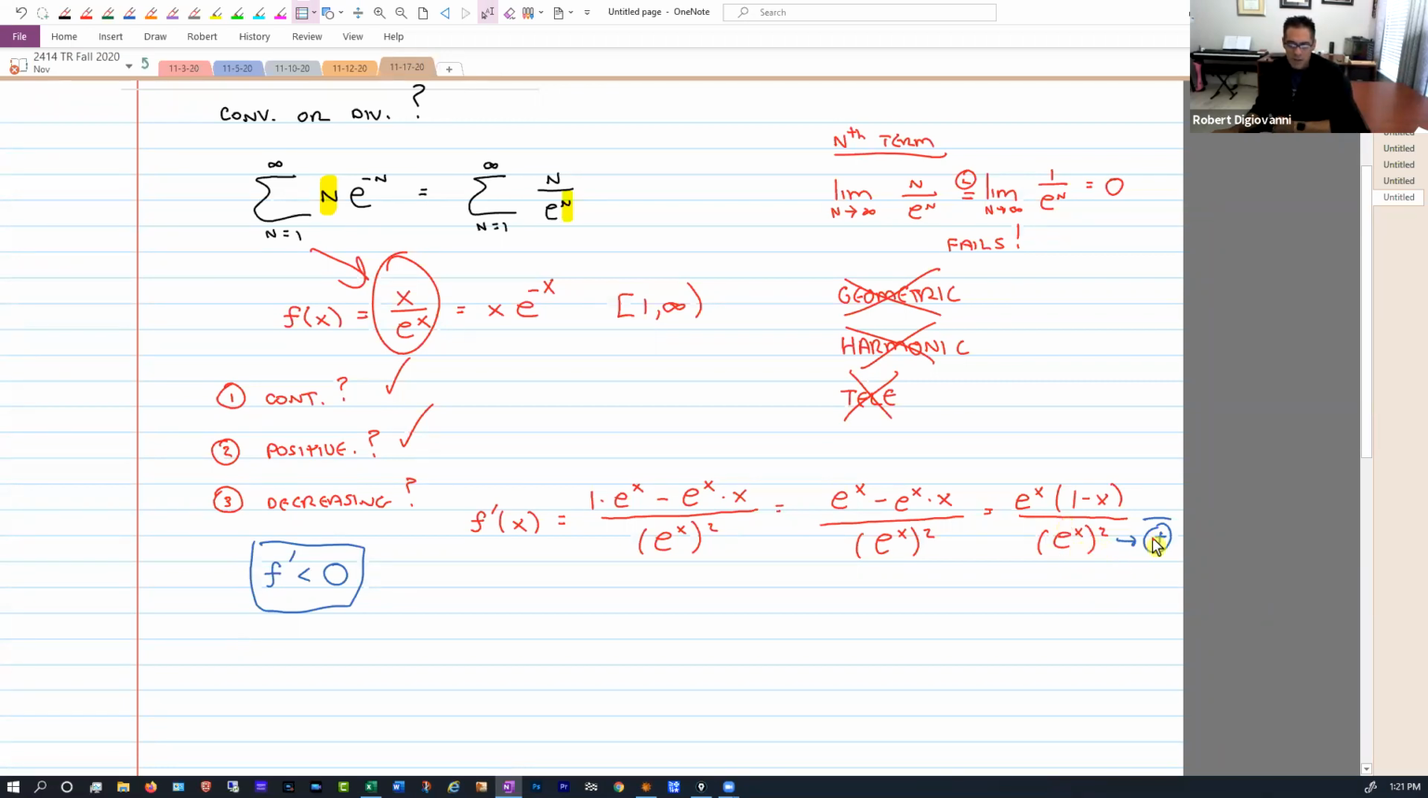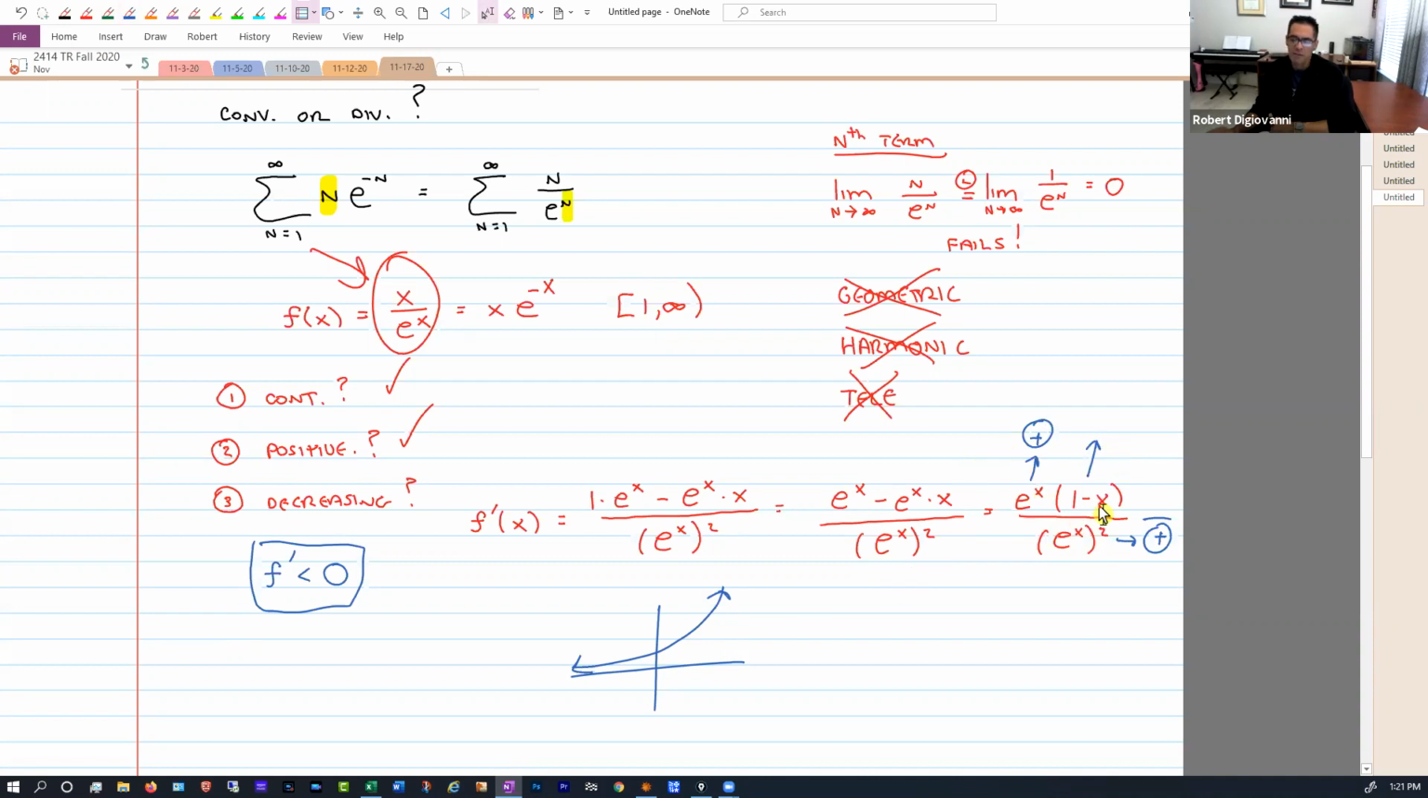So the bottom is positive, right? What is e to the x? e to the x is always positive, isn't it? e raised to any number is always positive. Just think about what e to the x looks like, right? That's e to the x. It's always above the x-axis. So that's always positive. Now, what about this number?